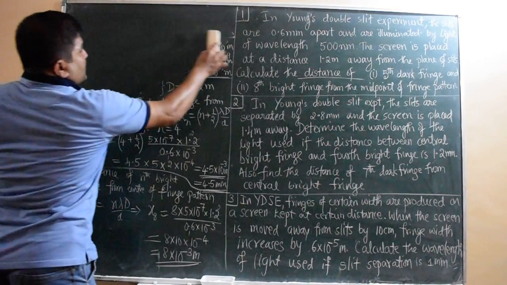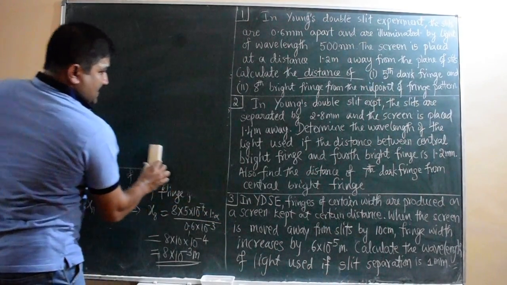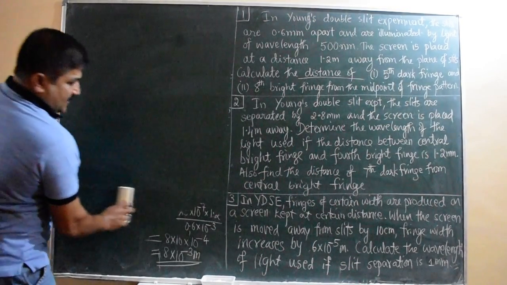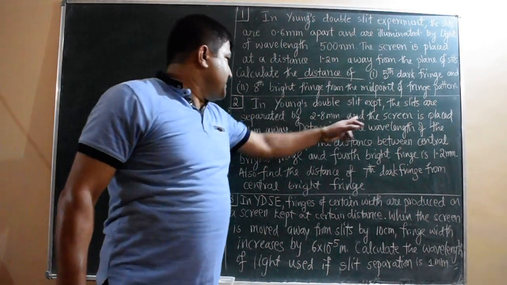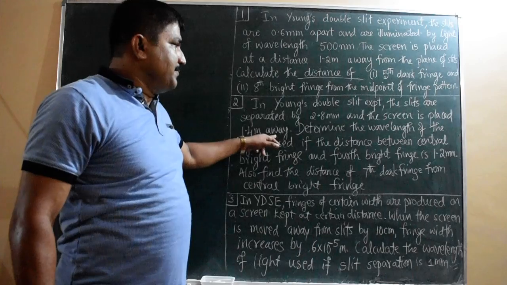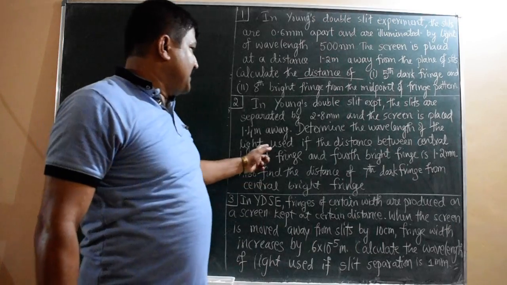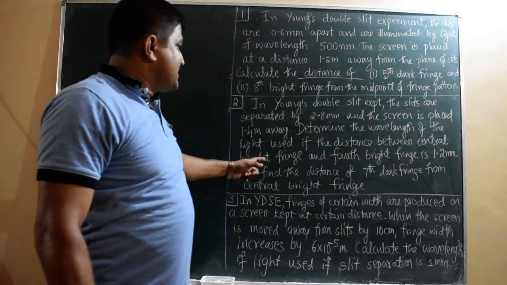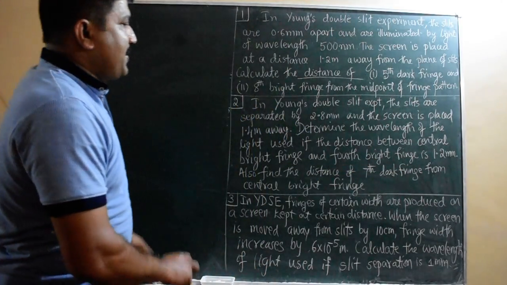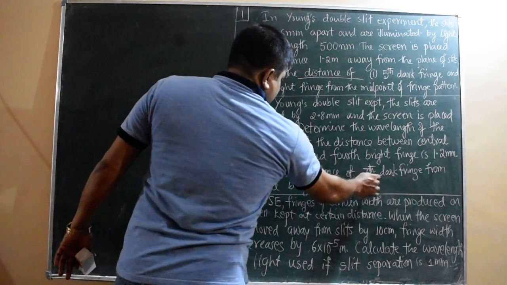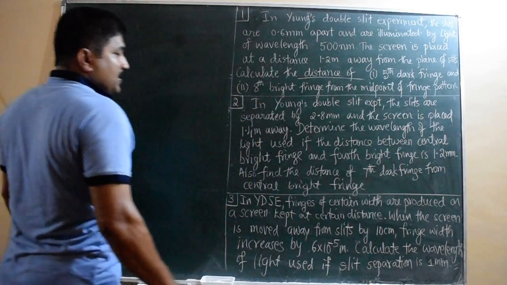I will go to the second question. Just read the second question. In Young's double slit experiment, the slits are separated by 2.8 millimeter, and the screen is placed 1.4 meter away. Determine the wavelength of the light used if the distance between the central bright fringe and the fourth bright fringe is 1.2 mm. Also find the distance of the seventh dark fringe from the central bright fringe.